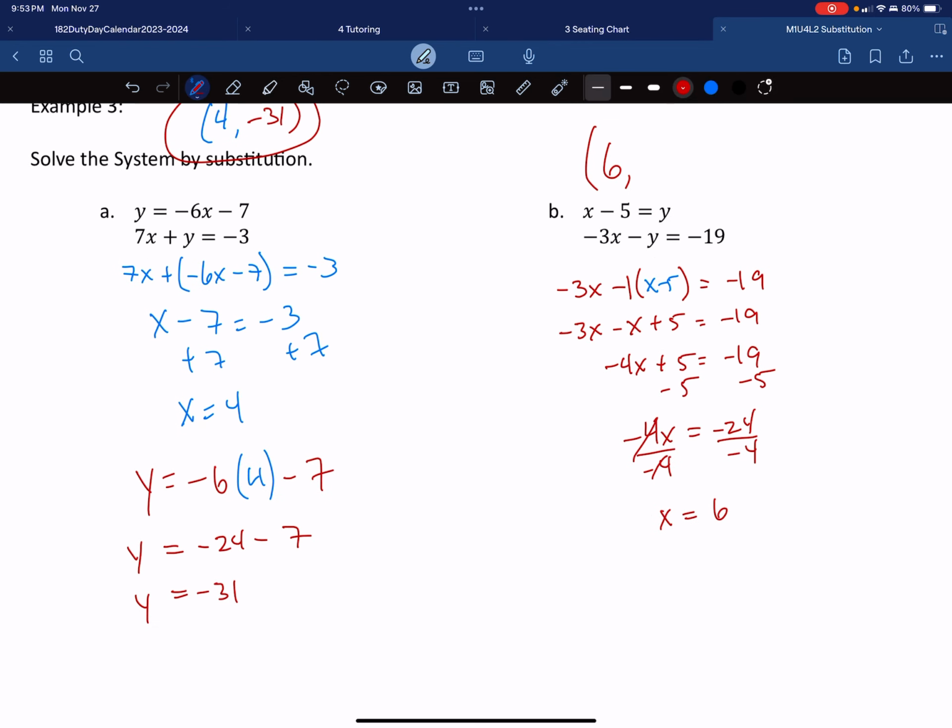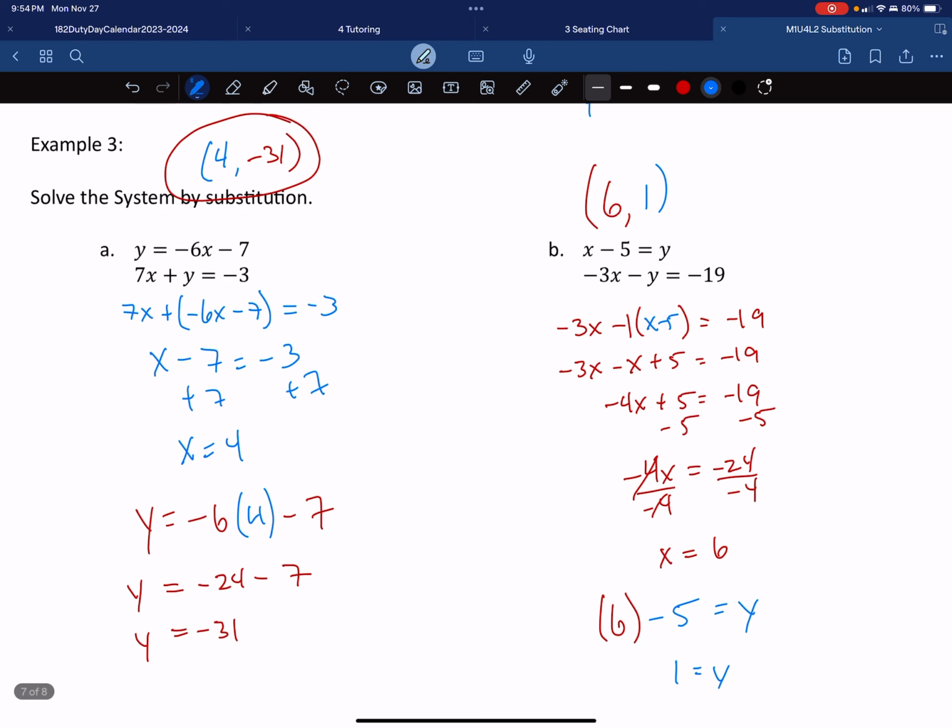So let's take a look. Instead of x, we're going to have 6. Whoops, let's try that again, sorry. I'm trying to keep all the numbers in the same color coordination. x minus 5, so we have 6 minus 5, which is just going to be 1. So it's going to be 6 comma 1. Okay, and that is substitution.